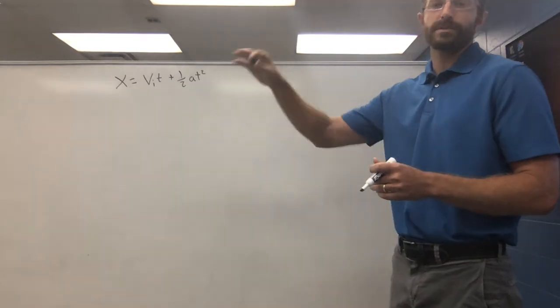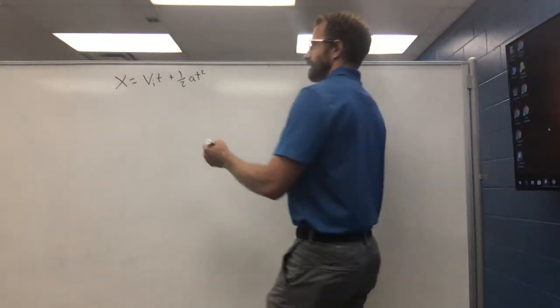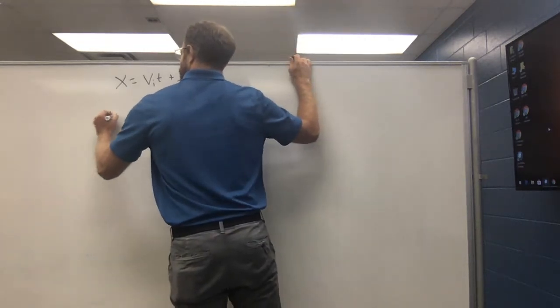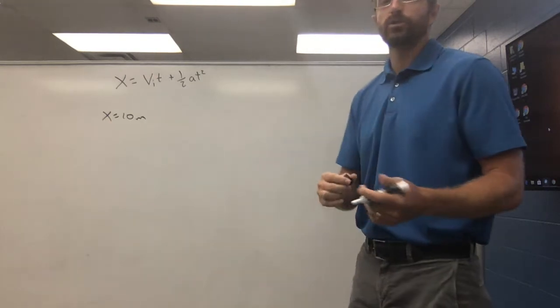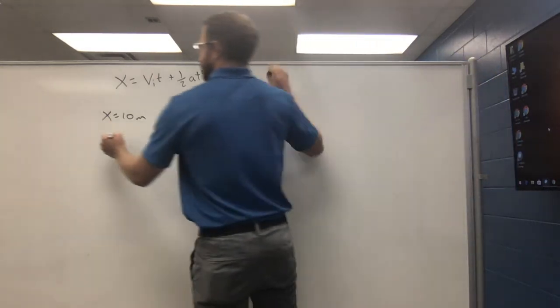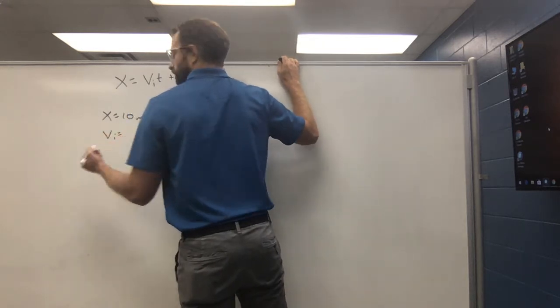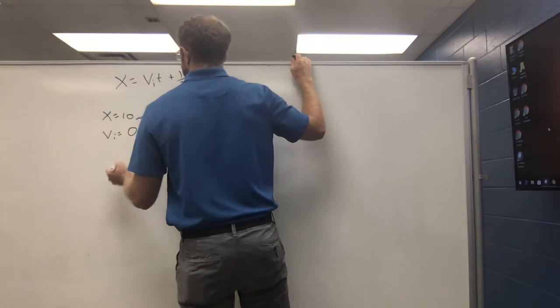So let's say we drop something, right? We drop something and it's going to drop for 10 meters. So X is going to be 10 meters. If we dropped it, we know something about our initial velocity. Our initial velocity is zero.